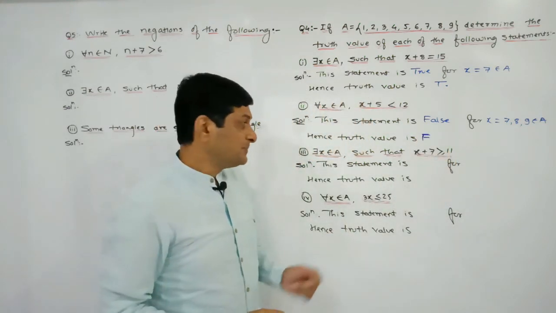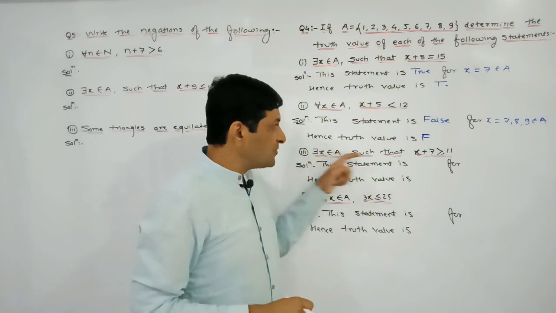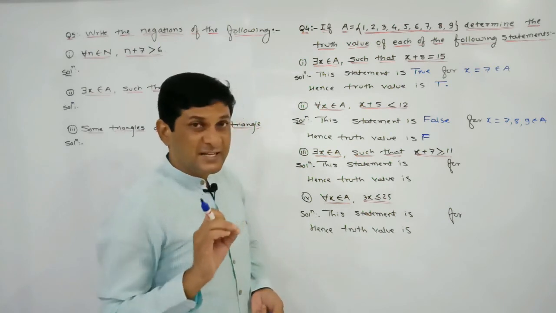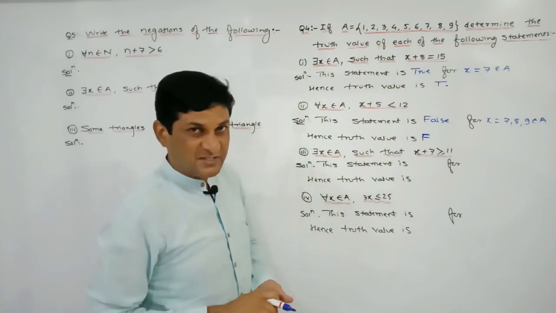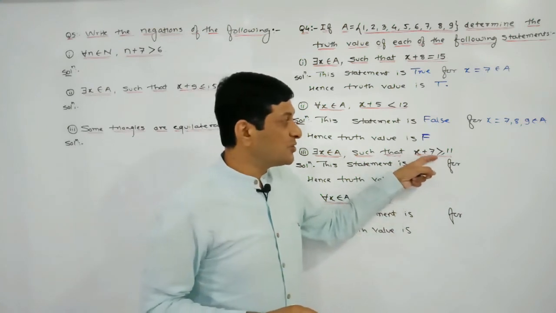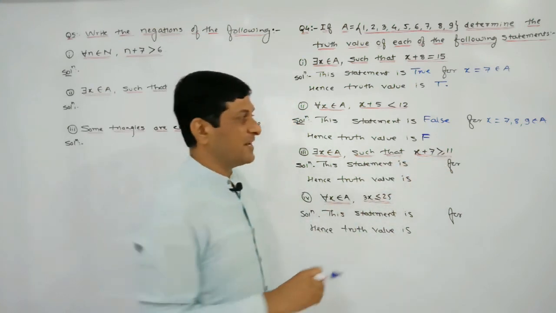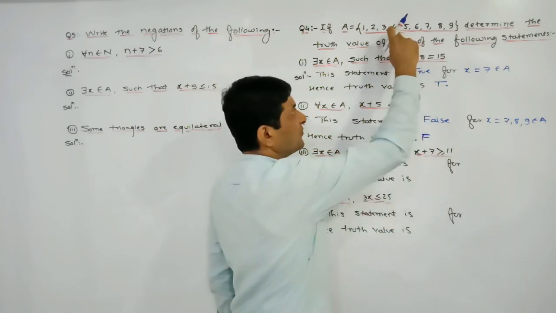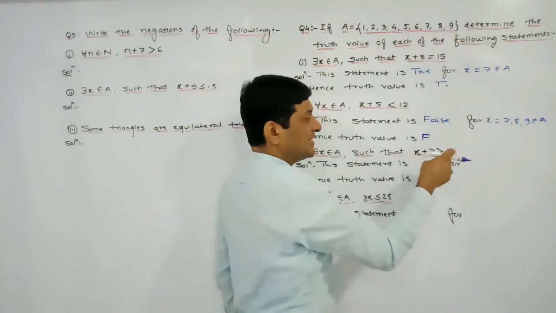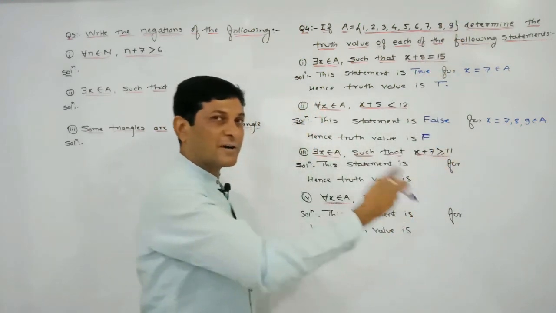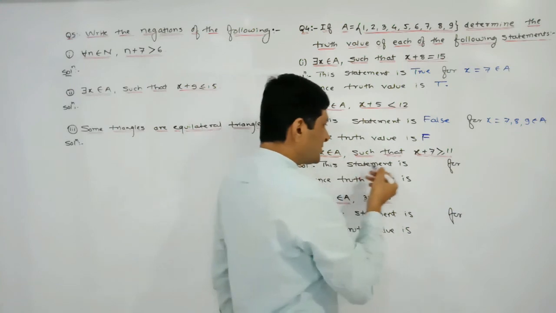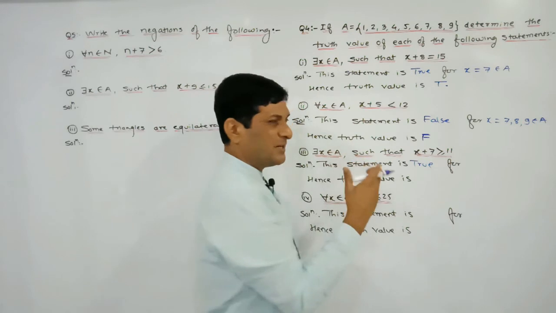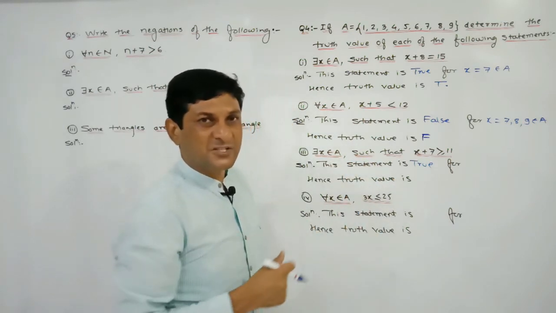Observe the next statement. There exists x belongs to A such that x plus 7 is greater than or equal to 11. There exists means there exists at least one element which satisfies this condition or not. So the addition should be greater than or equal to 11. When will this addition be equal to 11? If x is equal to 4. For 4, 5, 6, 7, 8, 9, this addition is either equal to 11 or greater than 11. Means we can say that this statement is true because there exists at least one element, and there are many elements which satisfy this condition.